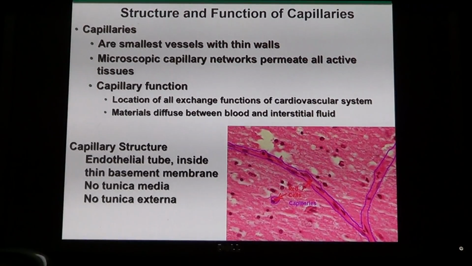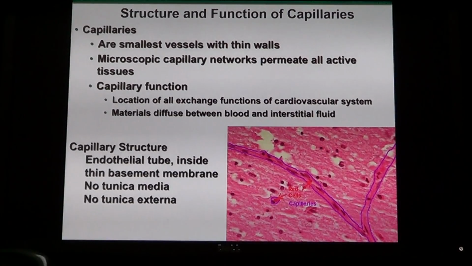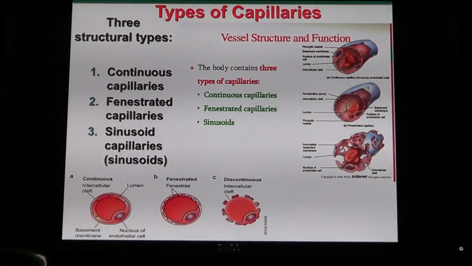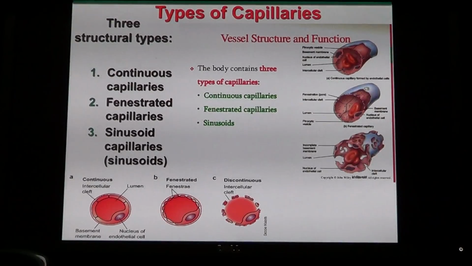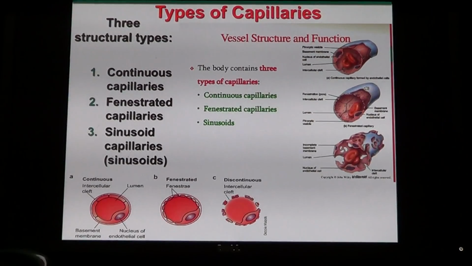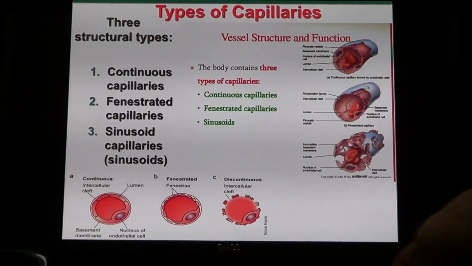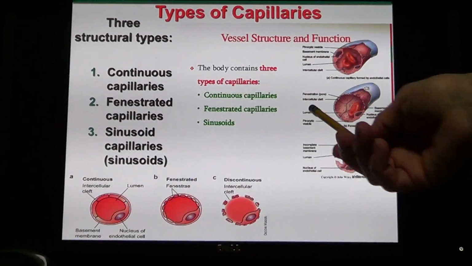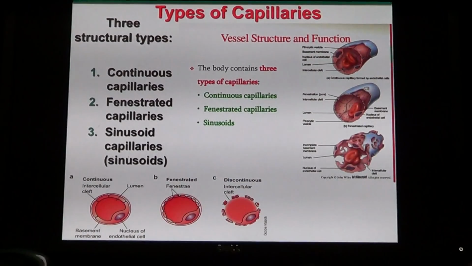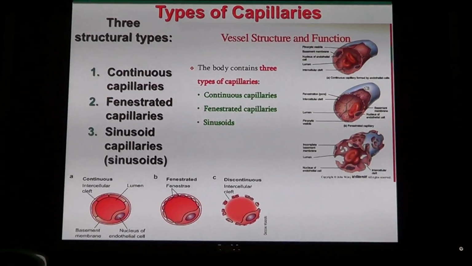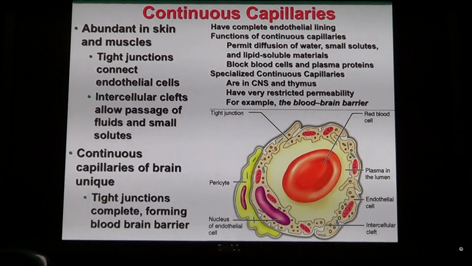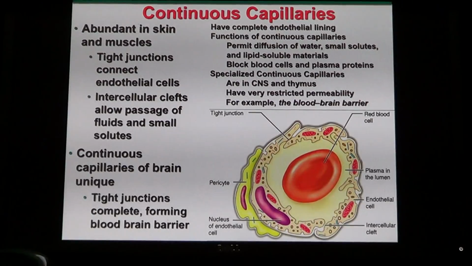So now you need to know the structural types of the capillary, and we have three of those. We have three types of arteries: elastic, muscular, and arterioles. Now we have three types of capillaries. We have continuous capillaries, we have fenestrated capillaries, we have sinusoid capillaries. So what is happening? All of them accommodate different function.